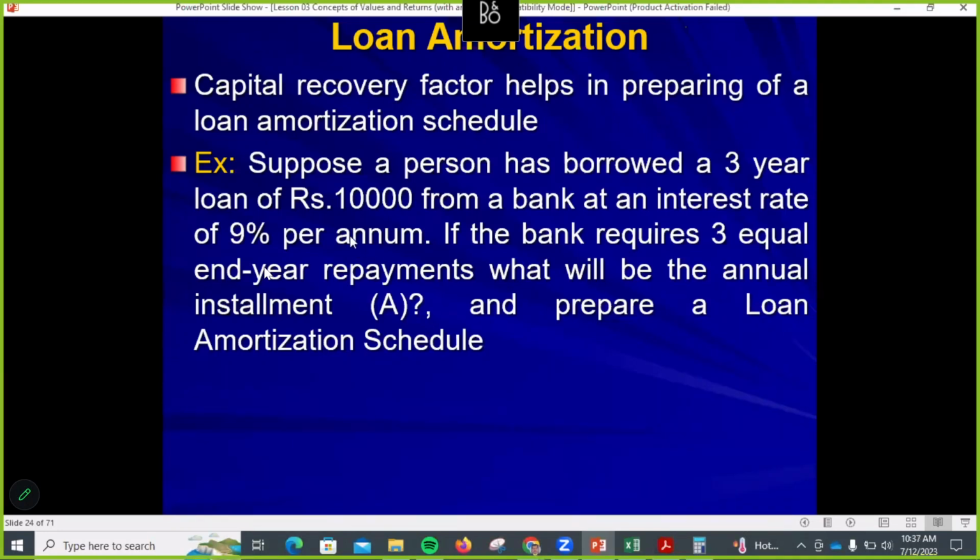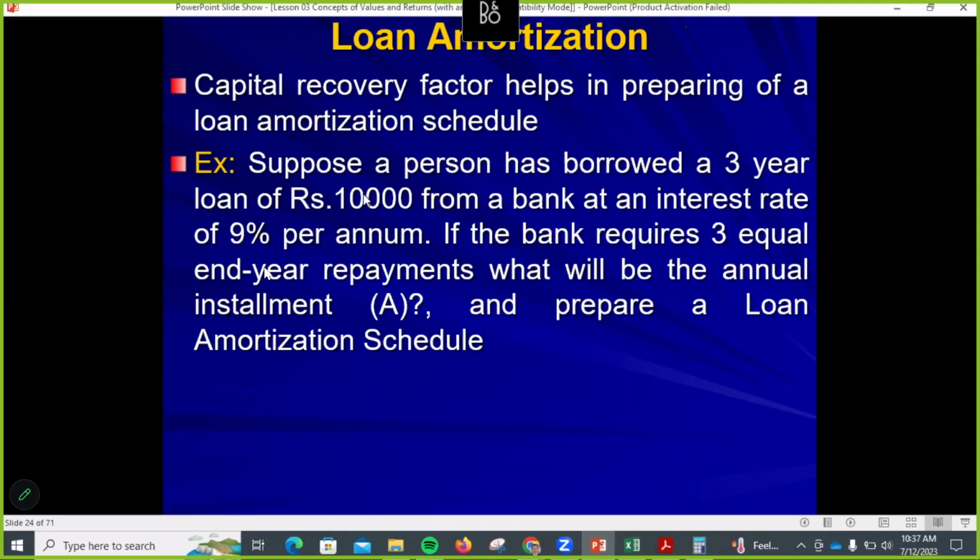So you can simply think that 10,000 rupees have been received from a bank. So you want to pay it off in 3 years. So 3,333 rupees you want to pay every year. Then you can think that it's complete. Not only that, your interest also should be added with that.